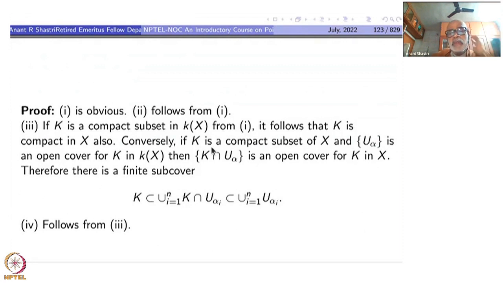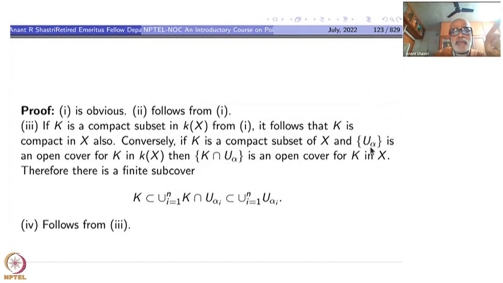That is no problem. On the converse, if K is a compact subset of X, and U alpha is an open cover for K in Kx, what are the open subsets of Kx? They have the property that when you intersect with any compact set, they are open in that compact set. So K intersection U alphas will be open in K. Obviously, they will cover K.